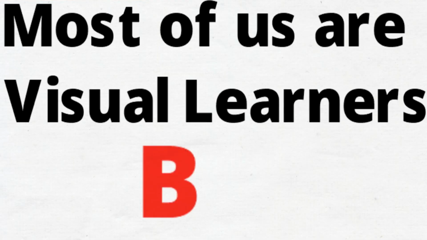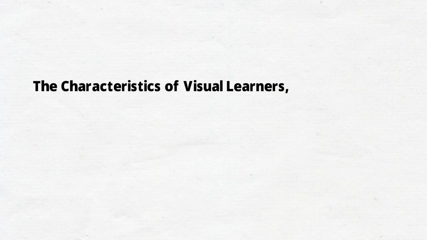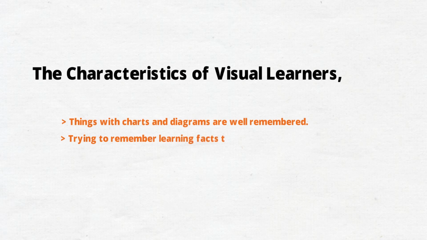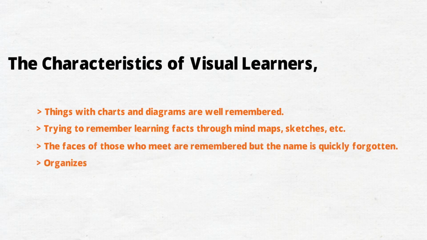Characteristics of visual learners. Most of us are visual learners, but some don't even know they are visual learners. Let's talk about the characteristics of visual learners, which are important to identify them. The first characteristic is that things with charts and diagrams are well remembered. Visual learners trying to remember facts use mind maps, sketches, etc. The other characteristic is that the faces of people they meet are remembered, but the names are quickly forgotten. They also organize well the things they are trying to remember.